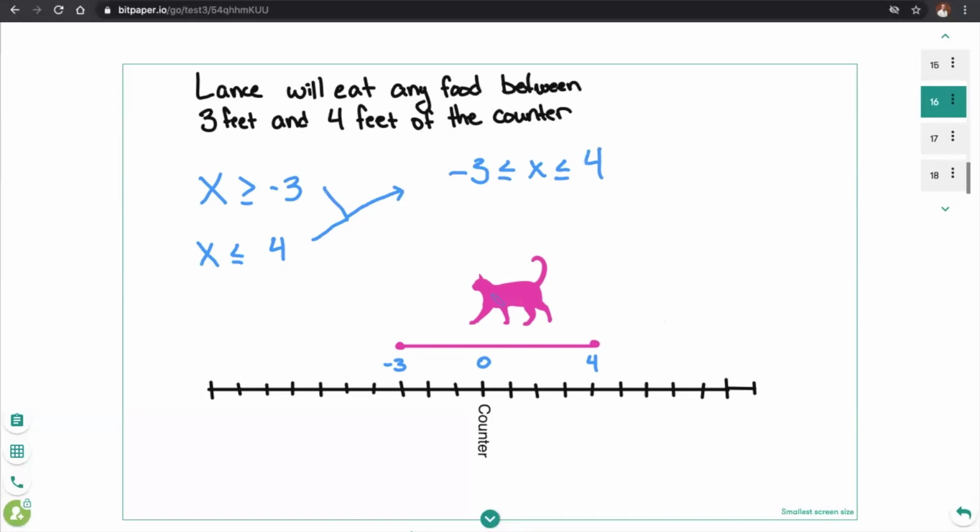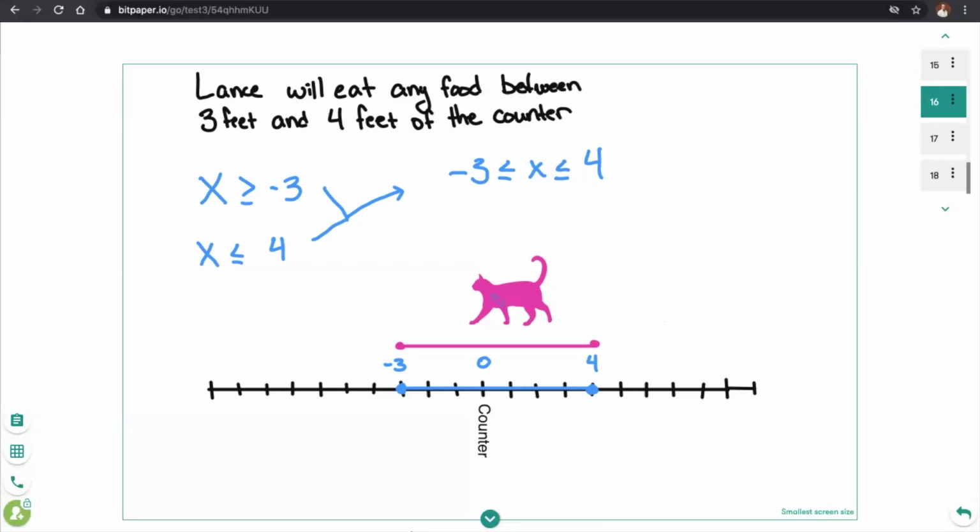And if we go ahead and draw that inequality on our number line, we're going to put a closed circle at -3 and a closed circle at +4. And then we'll connect those two dots just like that. And that's how we graph the inequality -3 is less than or equal to x, which is less than or equal to 4.